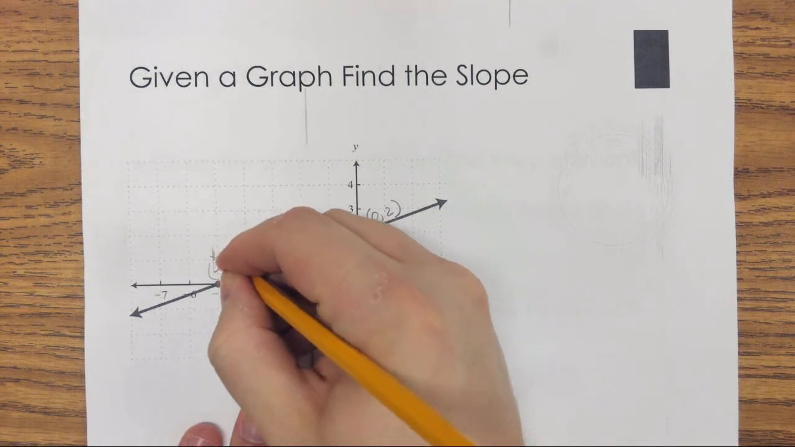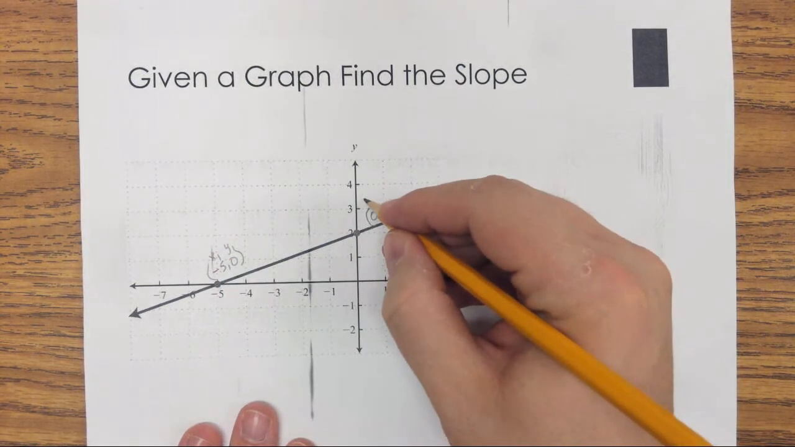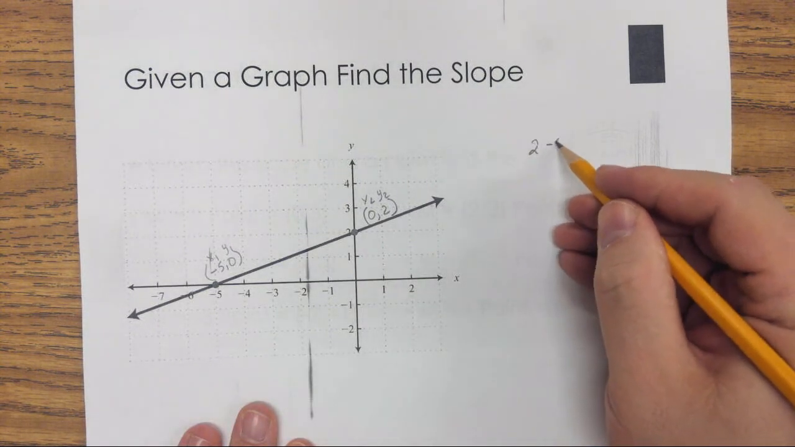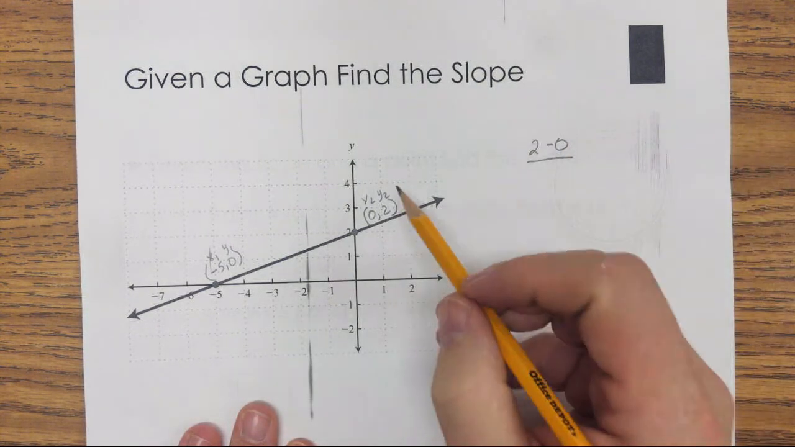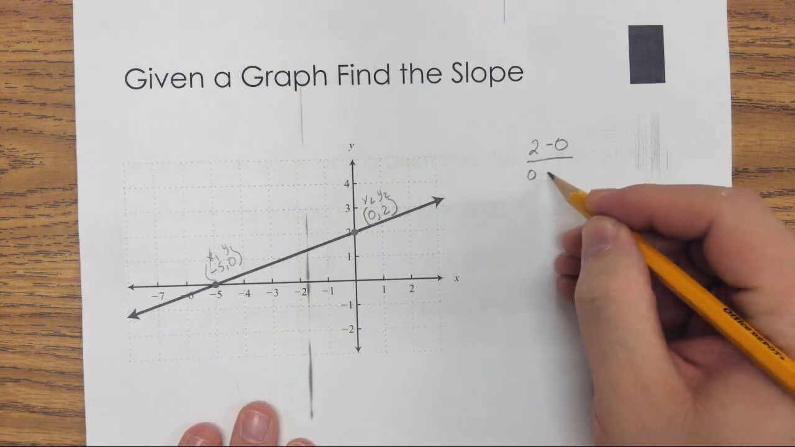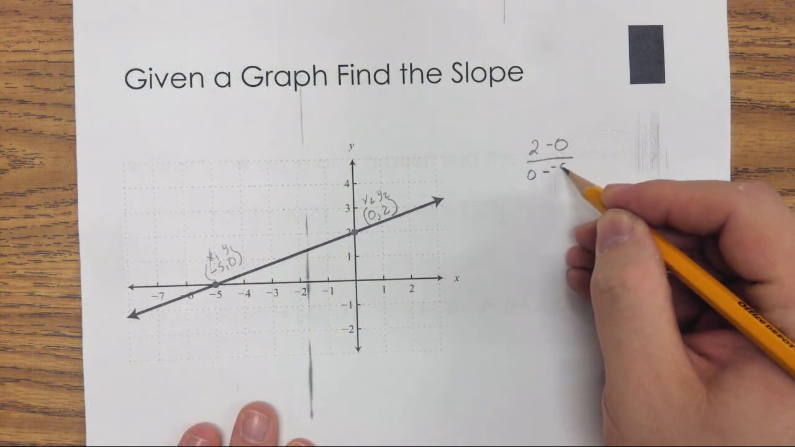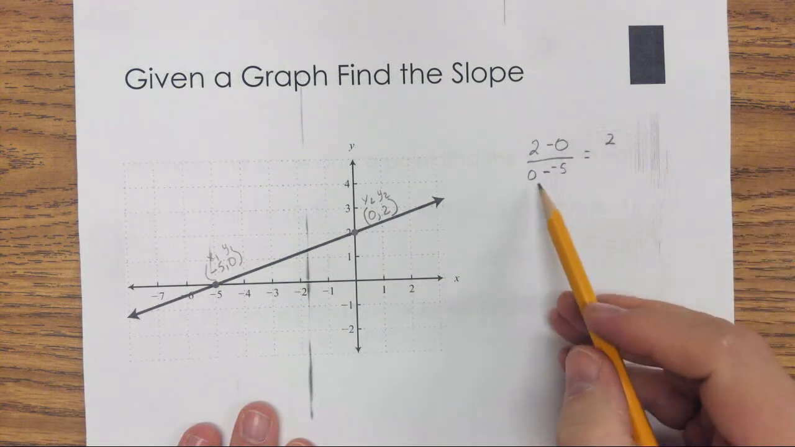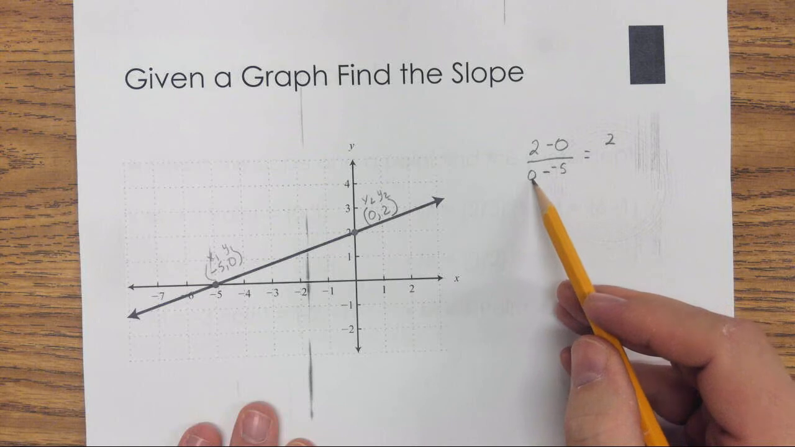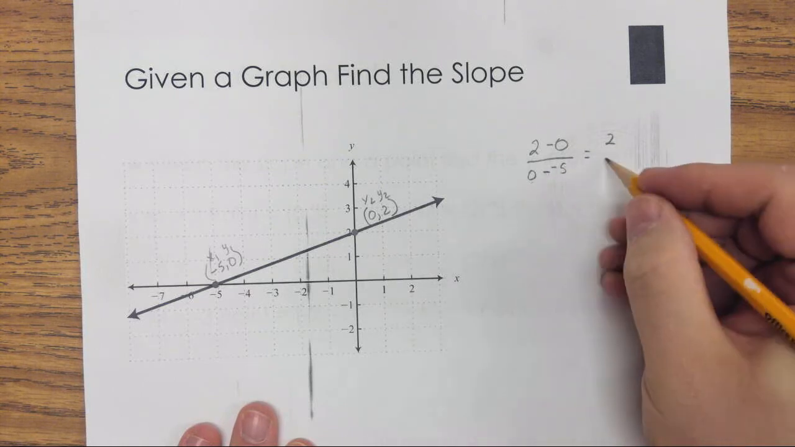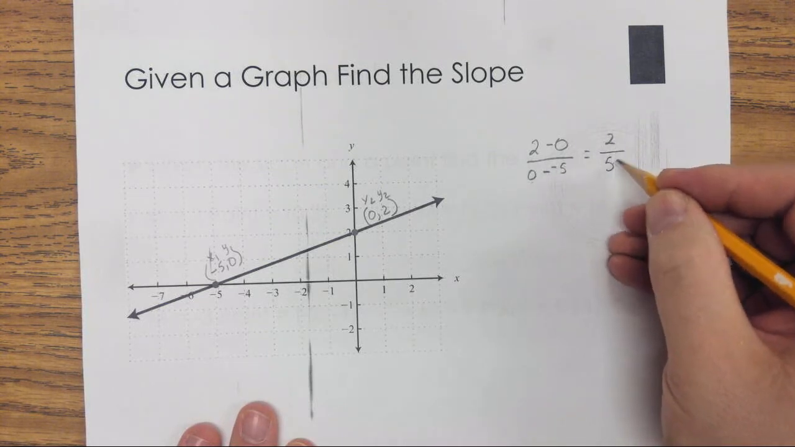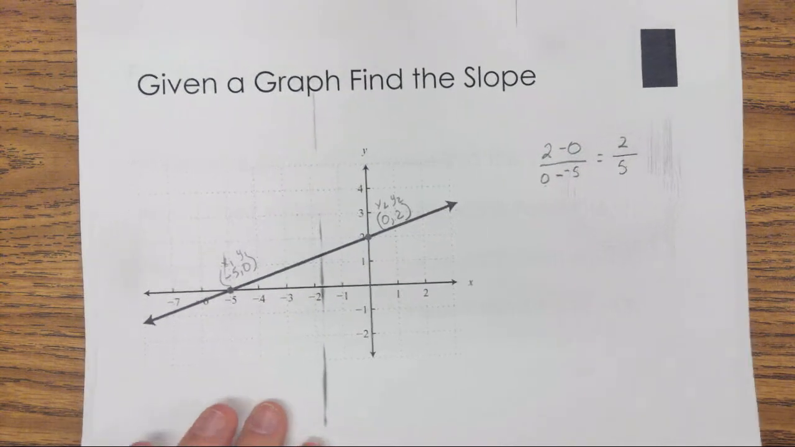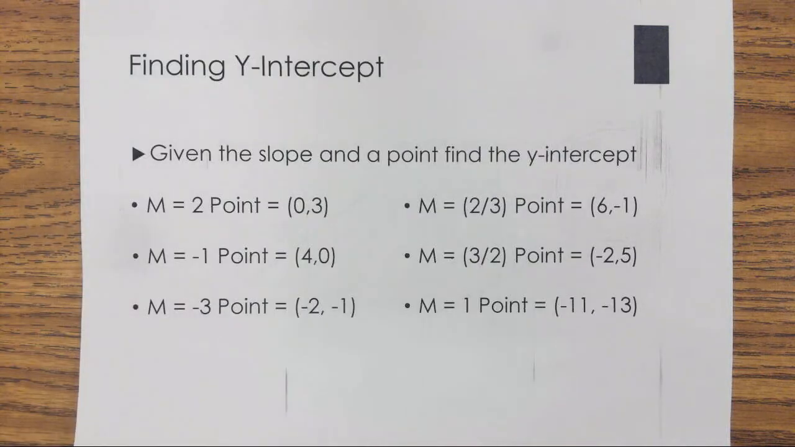This will be x1, y1, x2, y2. So I got 2 minus 0 over top of 0 minus negative 5. That's going to be 2, because 2 minus 0 is 2. But 0 minus a negative 5 is going to be 0 plus 5, which is going to be 5. So 2/5 is my slope. Okay, so there's how you do that.